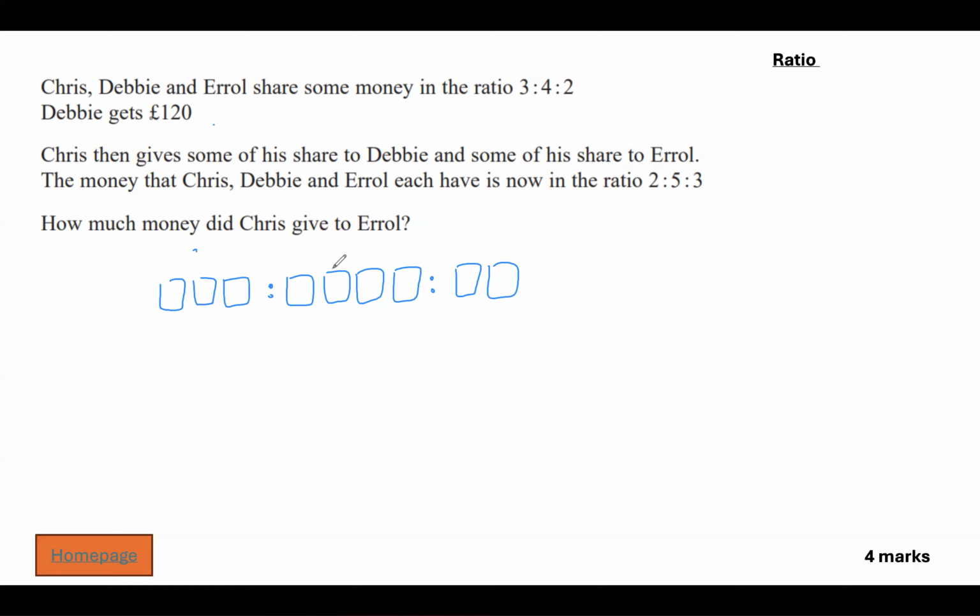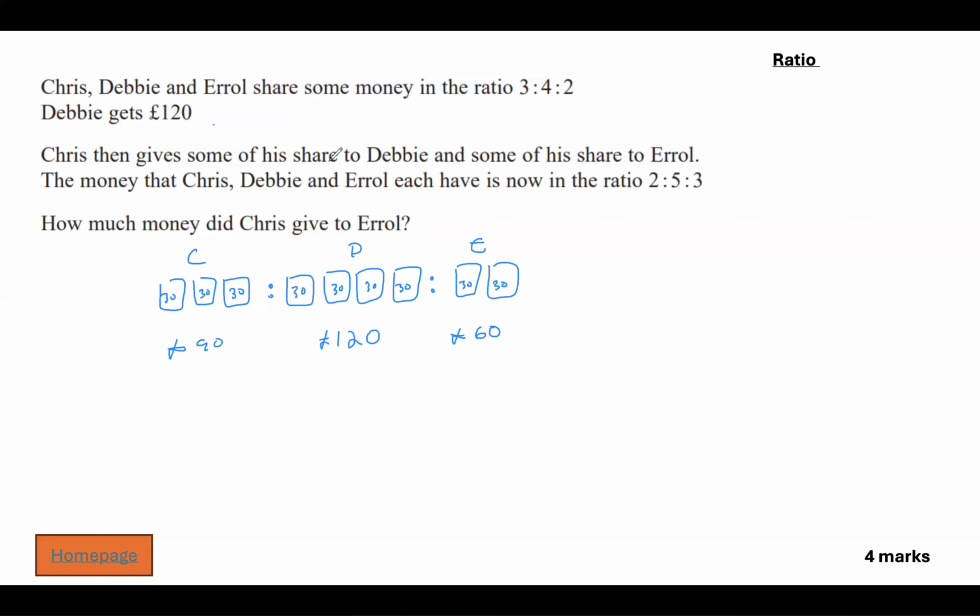So we've got Chris, we've got Debbie, we've got Errol. Debbie gets 120 pounds. So 4 parts is 120. So 120 divided by 4 is going to give us 30. So each part is 30 pounds. So now we can work out how much Chris and Errol also get. So Chris gets 90 and Errol gets 60.